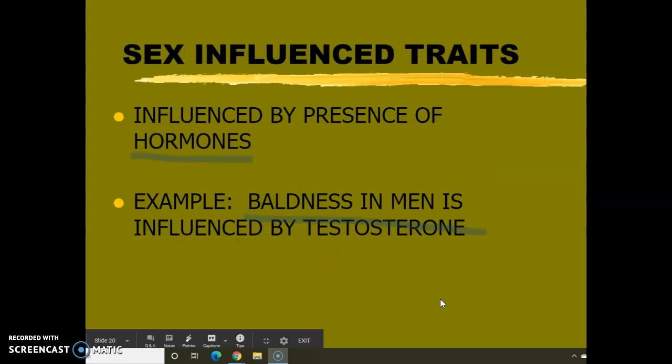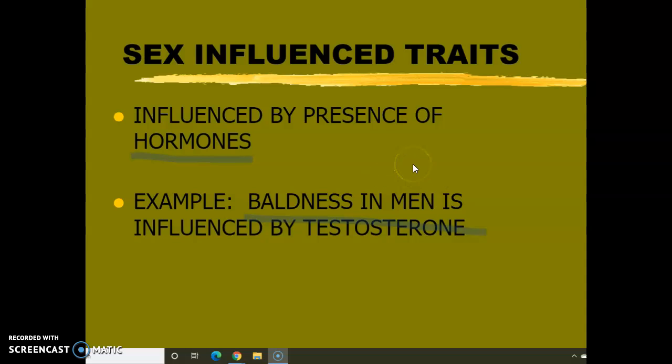Now, sex-influenced traits, they're influenced by your hormones. An example of that is baldness in men. If a male gets the baldness gene, he will go bald when he hits puberty, when he starts pumping out testosterone. But females often have the baldness gene but never go bald because they don't have mostly testosterone. Sometimes that happens later in life after they go through the change of life or menopause, and they don't have as much estrogen. Sometimes older women do have thinning hair and lose some of their hair as they get older.